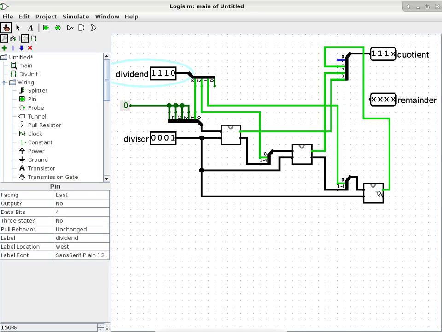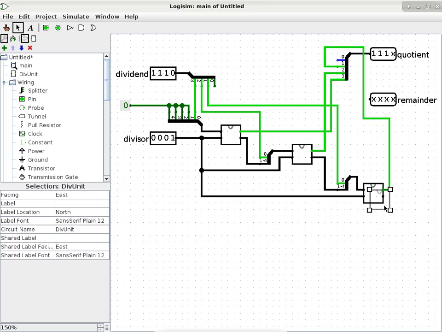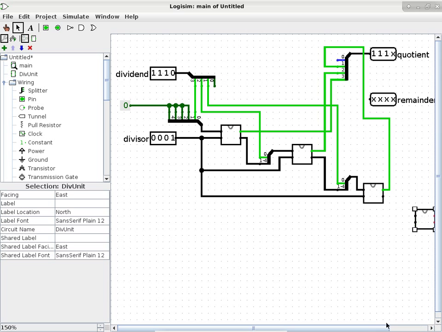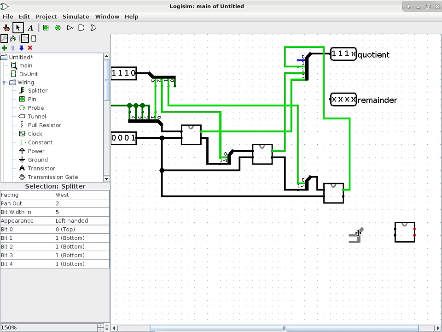Okay, so we'll go ahead and finish it with the last division unit. So we'll just go ahead and do basically the same thing. Replicate the division unit, just like the other one. Okay, we'll replicate the splitter. The splitter is going to take most of the bits from the previous division unit. One bit is going to come from the least significant bit in this case. So this is going to look a little bit bad.